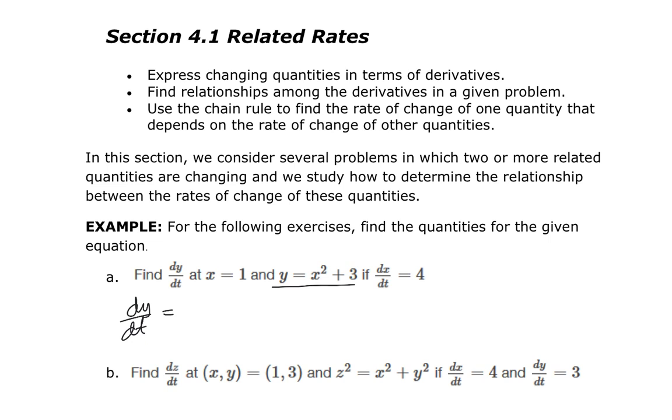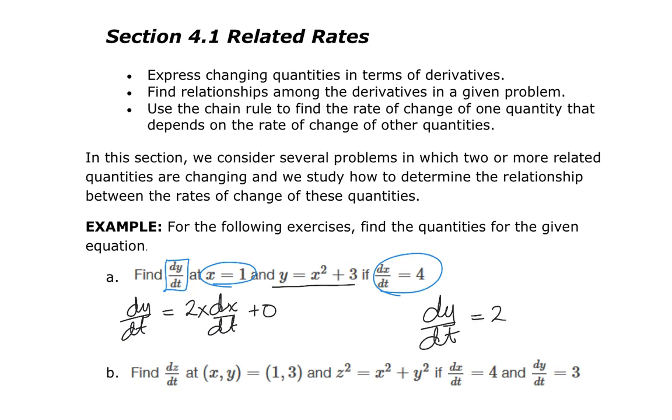I'm going to take the derivative of x squared with respect to t, so that's going to be 2x dx dt, and then plus 0. Now, they're asking me to find dy dt when x is 1 and dx dt is 4. So now I'm going to find dy dt. I have 2, my x value is 1, my dx dt gets replaced with 4, so my answer is 8.